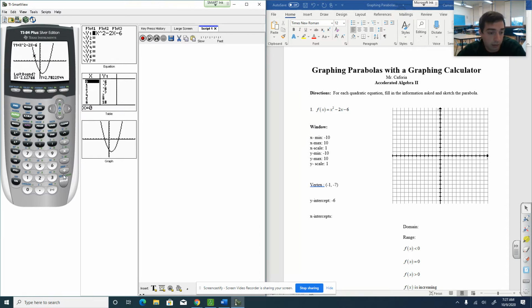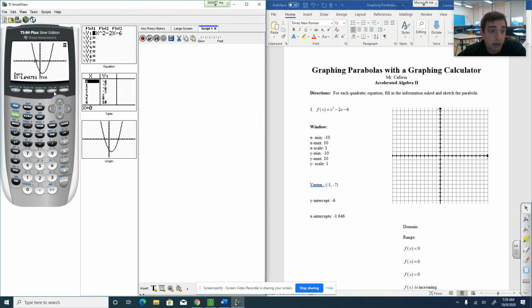So left bound, boom. We're going to go over and do right bound, boom. And we're going to take our guess. And it's going to give us our 0, our first x-intercept. So we have one at negative 1.646. And then we need to find our second one. We're going to do this by doing the same thing we just did.